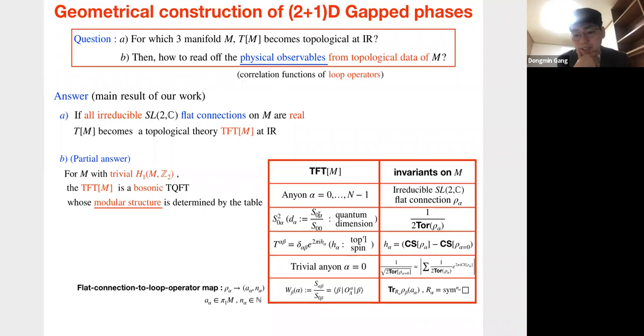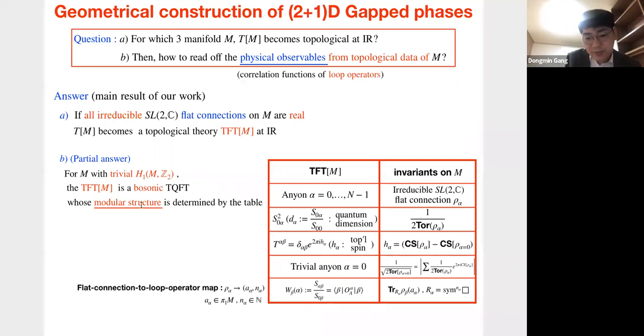One basic quantum invariant of this anyon is the so-called quantum dimension. This quantum dimension is very simply related to a basic topological invariant of this irreducible connection, the Reidemeister torsion. Another quantum invariant of this anyon is the so-called topological spin, which can also be determined by computing the Chern-Simons invariant of the manifold. Among these anyons, there is a special type called the trivial anyon, which corresponds to the trivial loop operator. There should be a corresponding irreducible flat connection, and it should be fixed by this relation. In this way, we can determine which irreducible flat connection corresponds to the trivial loop operator.